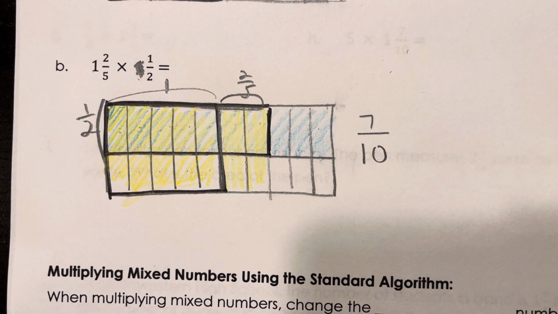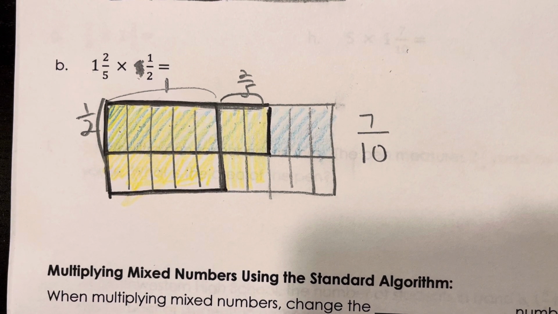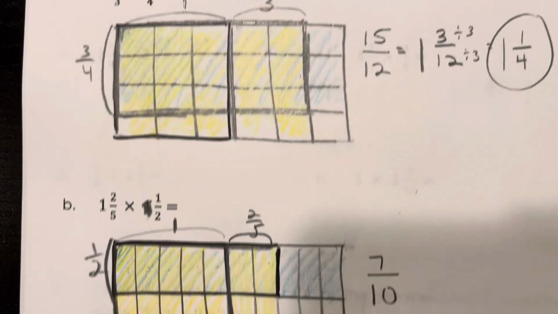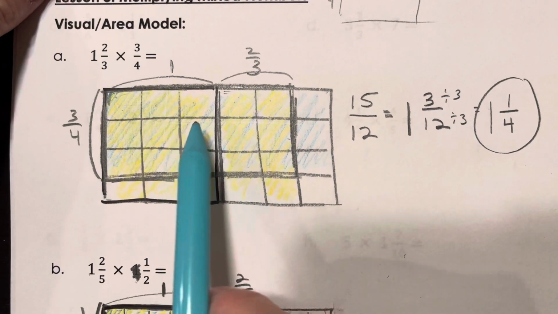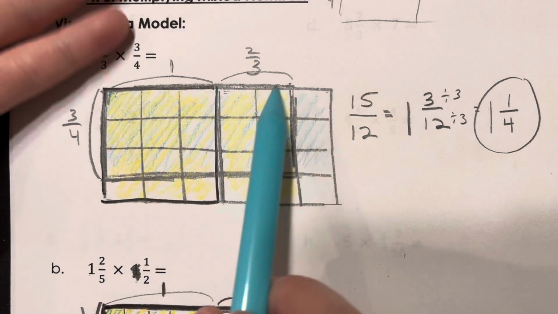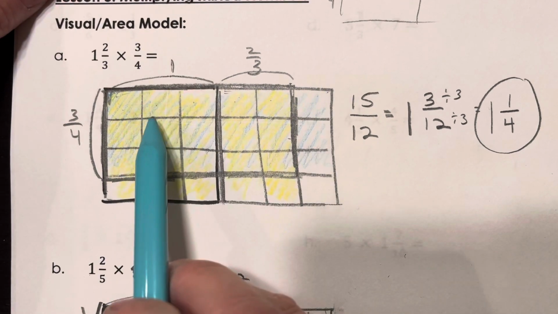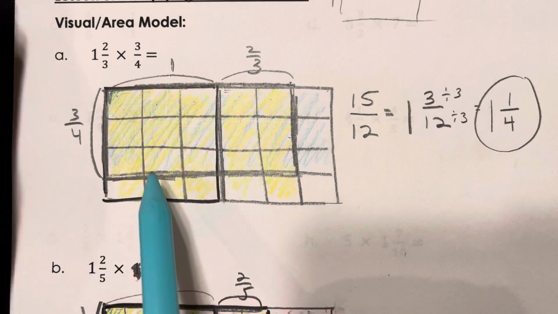All right, so now, how does this help us get the standard algorithm? Well, just take a look at what we did here. When we were trying to figure out the answer to this, for this first one, we had the 1 and the 2/3, right? But when we did this, these weren't cut up at first.